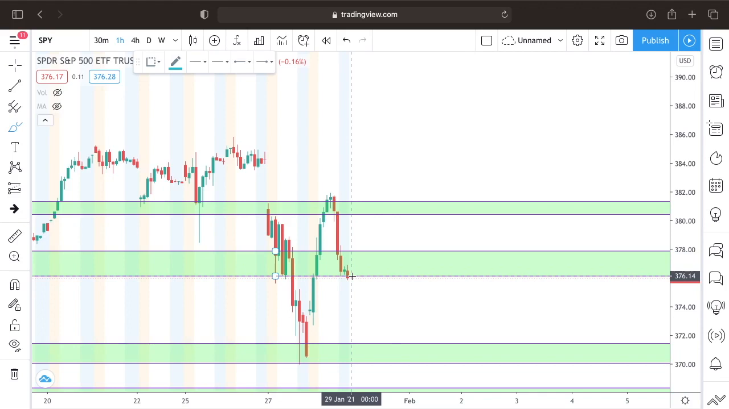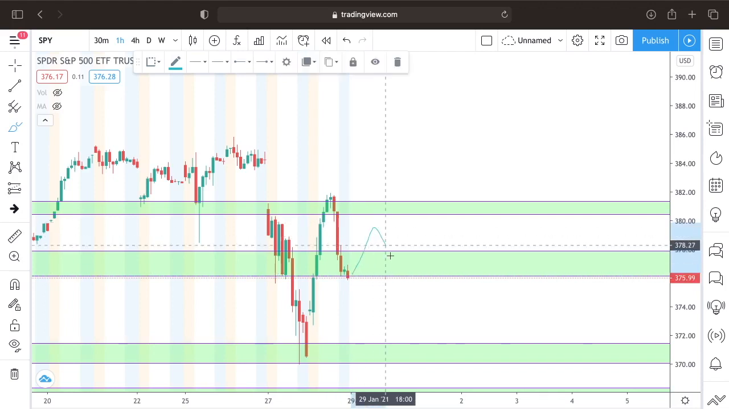On the 1 hour time frame, we see prices finding support at a level of around 376. And when prices find support, there's also a higher probability that prices are likely to rise in the future. So if we combine what we see on the 1 hour time frame and what we see on the daily time frame for the S&P 500, we are receiving bullish signs on both time frames. What this means is that there's a high probability that prices are likely to move up in the future.